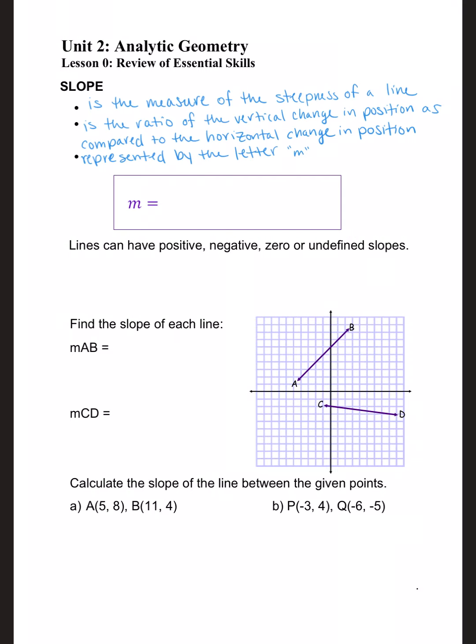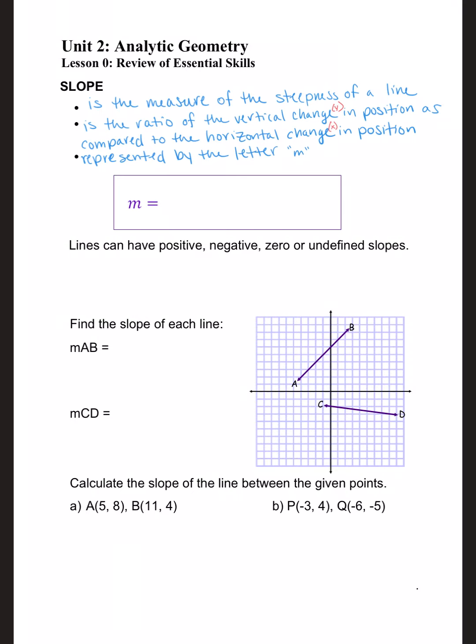So remember that slope is the measure of the steepness of a line. It's basically the ratio of the vertical change in position as compared to the horizontal change in position. So when we say vertical change, we're really talking about a change in y. And when we're talking about a horizontal change, we're talking about our change in x, right? And so we've seen that before with slope, that we have our change in y over our change in x, which we'll write in that little equation square in a minute. And then finally, it's represented by the letter m. So if you need a minute to write all that down, feel free to pause the video to write that information down.